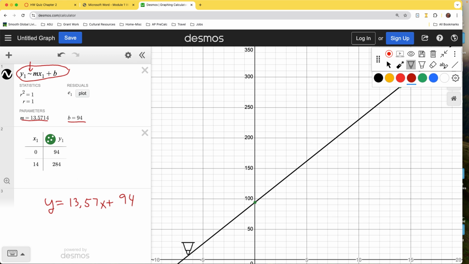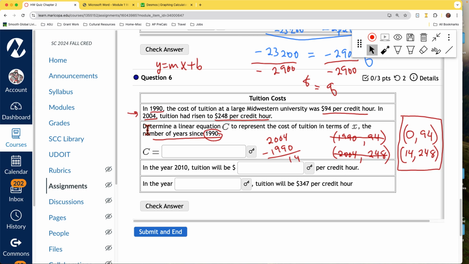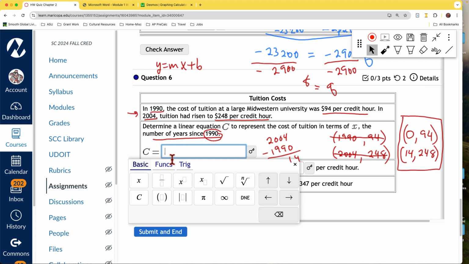It's taking these points, finding the line, and then giving us what are called parameters, the m and the b, right? That's what it's given us. It's not a comma, that's a point. So now we can go back, and this is what we enter into our homework. C equals 13.57 x plus 94.